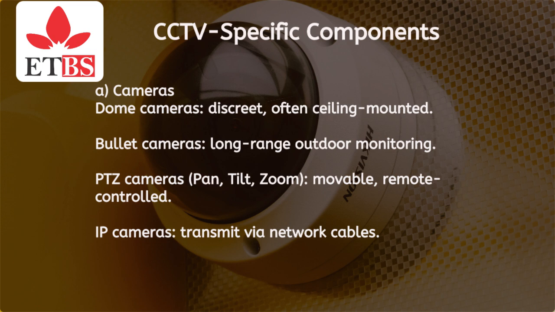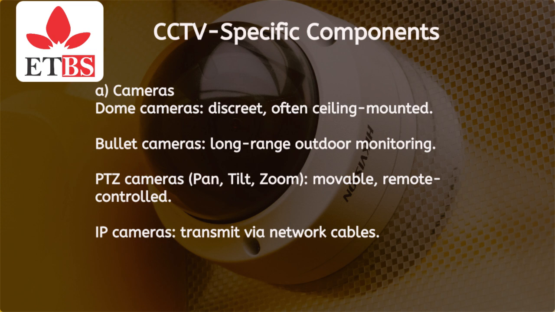B. Recorders. DVR, digital video recorder, for analog CCTV systems. NVR, network video recorder, for IP-based systems. C. Cables and wiring. Coaxial cables, RG59, RG6, for analog video signals. Ethernet cables, Cat5e, Cat6, for IP cameras and smart systems. Fiber optic cables, for long-distance, high-speed installations.